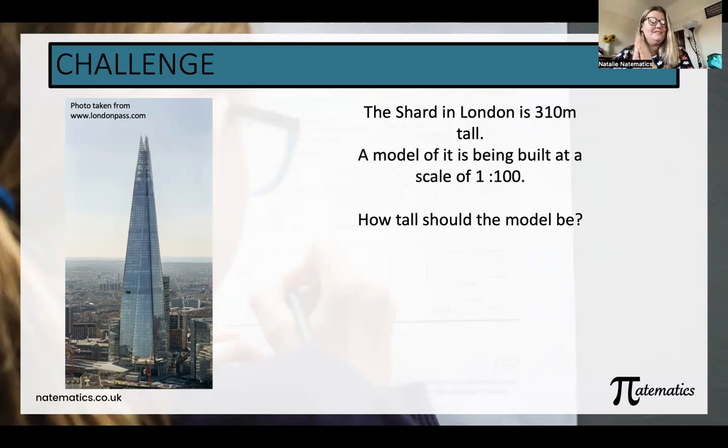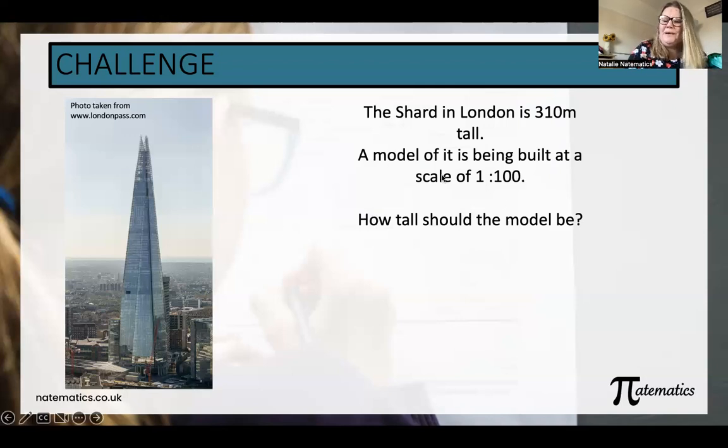If you've ever been to London or seen it, I don't know whether it is the tallest building in London, but anyway, the Shard in London is 310 metres tall. That is a fact. I've checked it. A model of it is being built at a scale of 1 to 100. You might recognise this as a ratio here. So 1 to 100. How tall should the model be?